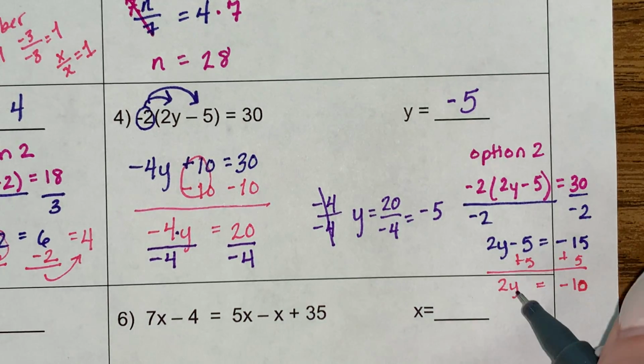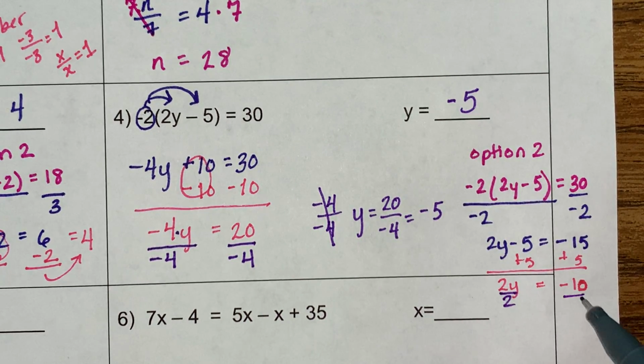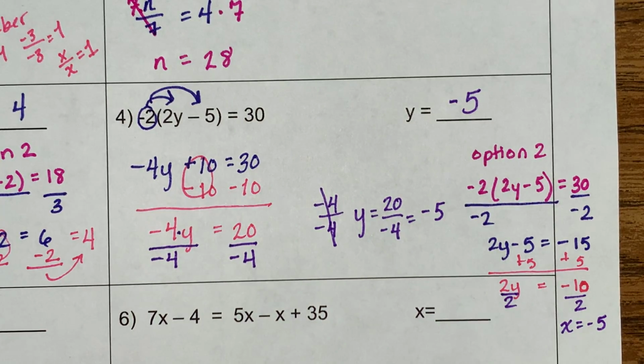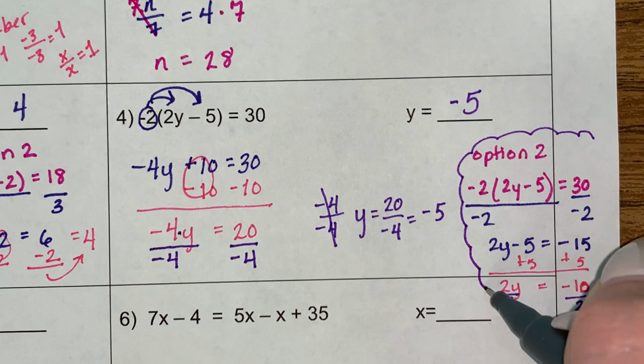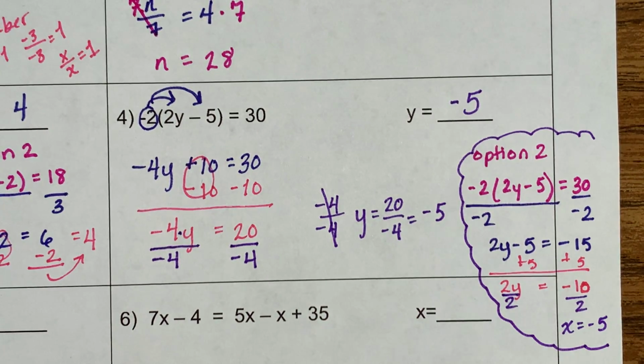And then you could divide both sides by 2. And you would still get y equals negative 5. So, you know, if you prefer to do it that way, you can, but it's not necessary.